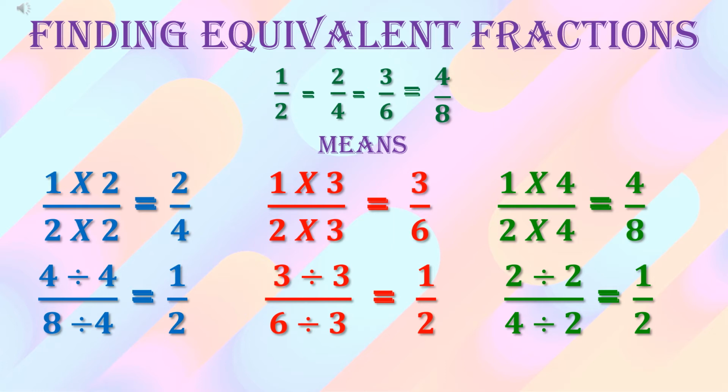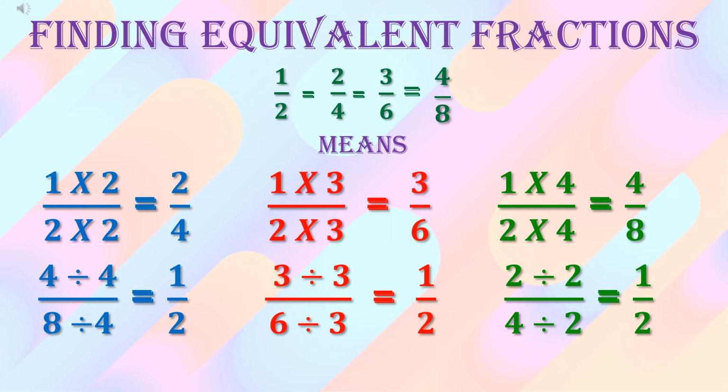Now let's take the fraction 2/4 and let's divide numerator and denominator both by 2. So 2 divided by 2 will be equal to 1 and 4 divided by 2 will be equal to 2. In result, we are getting the fraction 1/2.